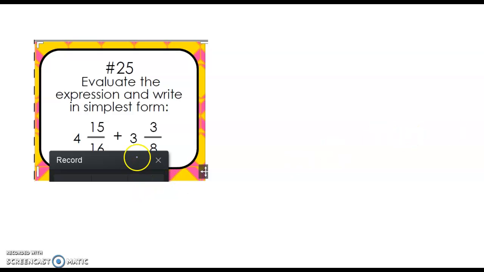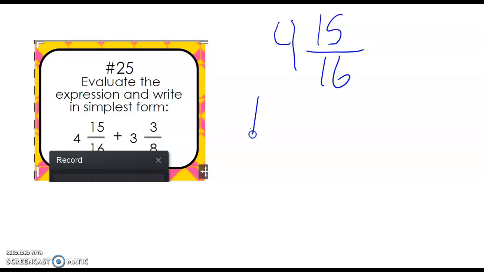So I also wanted to review with you guys how to add mixed numbers that require you to regroup. Whenever we do that, I think it helps to write your problem vertically instead of horizontally. So you have 4 and 15/16 plus 3 and 3/8.